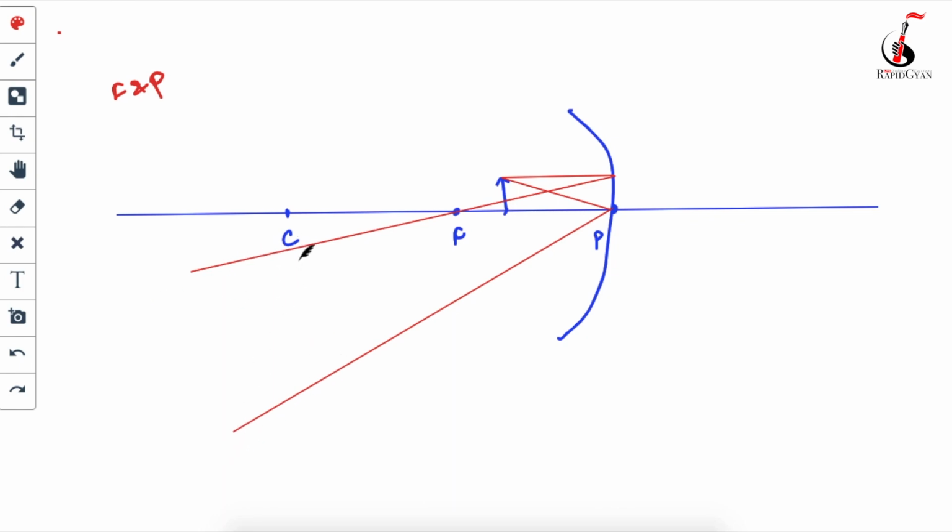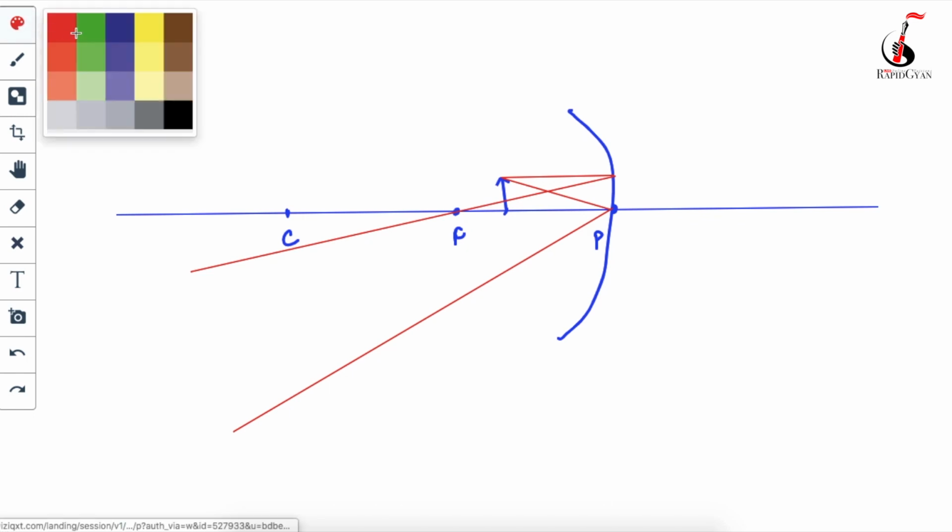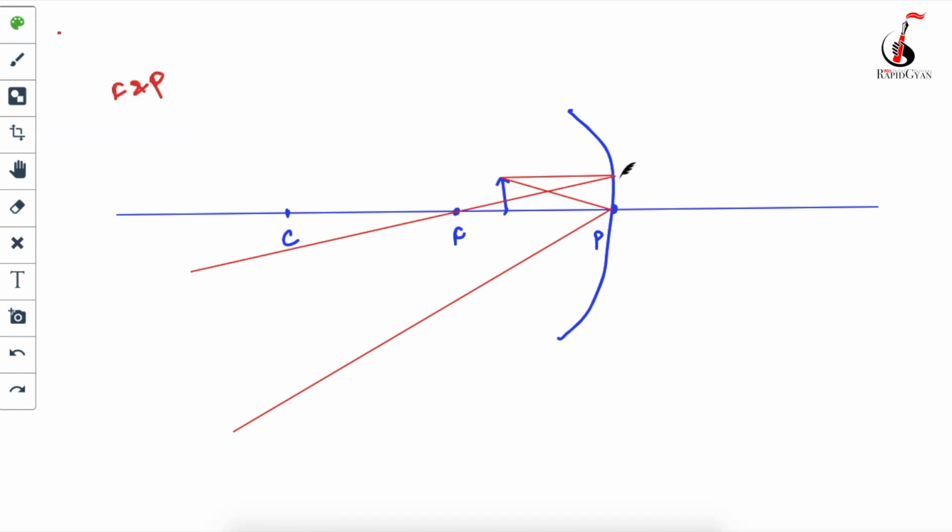These two lines are never going to cut each other on the left hand side. So of course the position of the image is not going to be on the left hand side. But what we are seeing over here, if I extend these two reflected rays like this and this, they will cut somewhere behind the mirror, correct? Somewhere at this point behind the mirror.